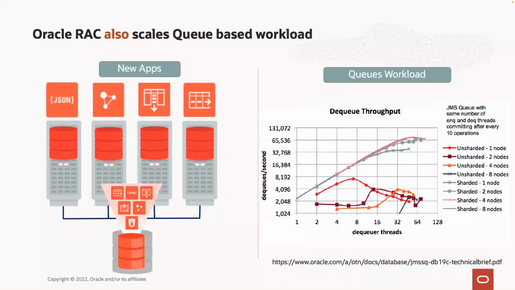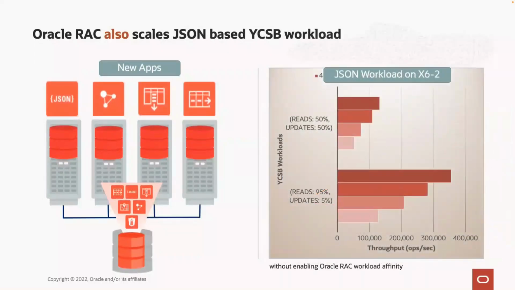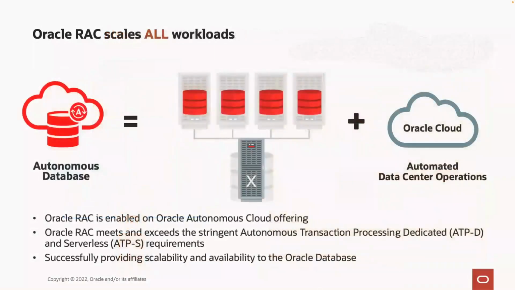Similarly, we also scale queue-based workloads. If you're looking at something like a Kafka queue-based workload, we are able to do even better with the different permutations and combinations shown on the right-hand side. Similarly, if you have a JSON type workload, we are able to scale it. So in short, we can scale all kinds of workloads.